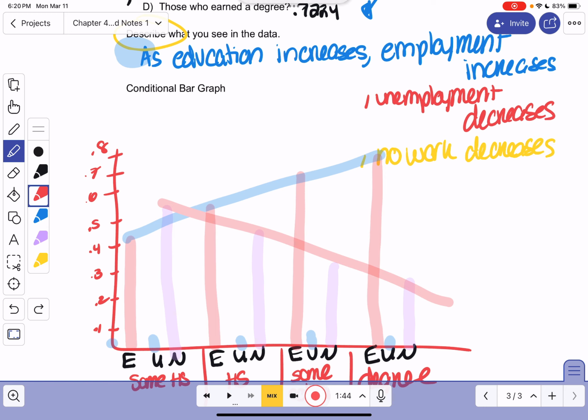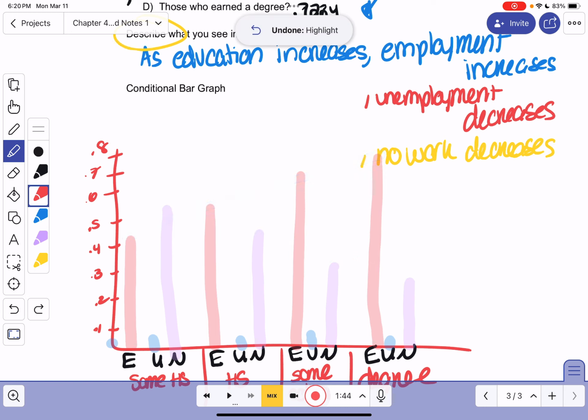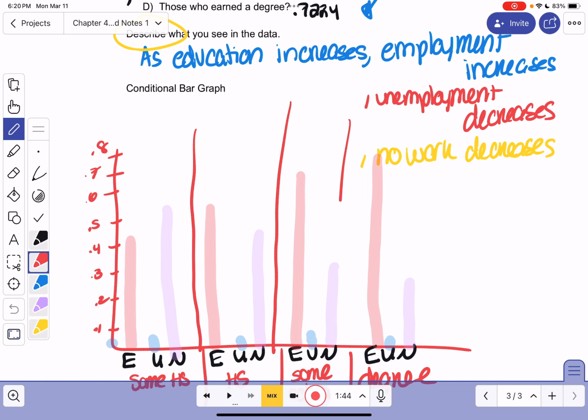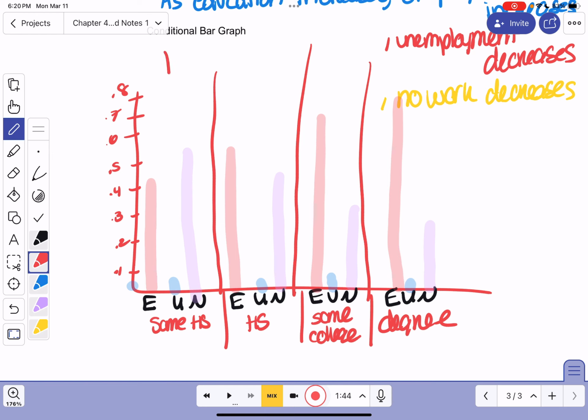But that's a conditional bar graph. It's just showing you each section separately. We're saying, hey, this is that relationship, this is that relationship, this is that relationship, and then you compare each one individually or across the 4.